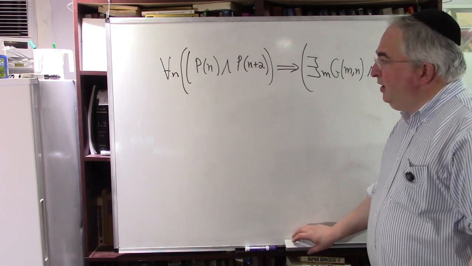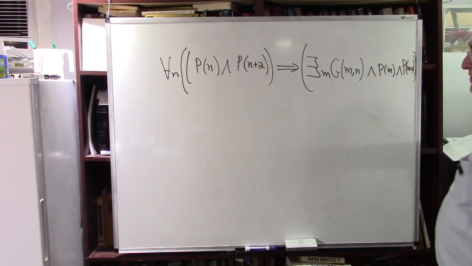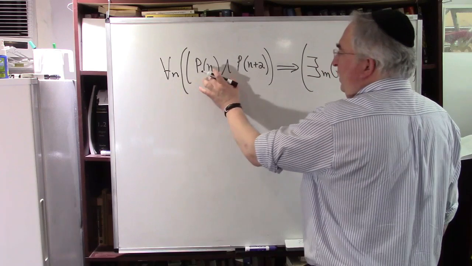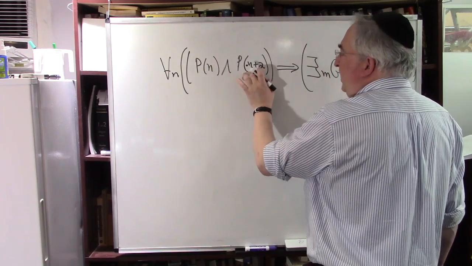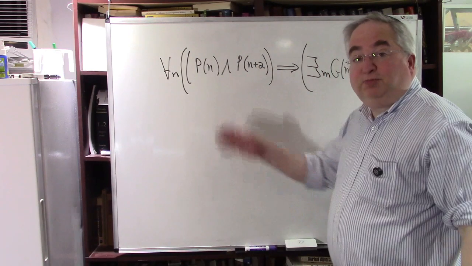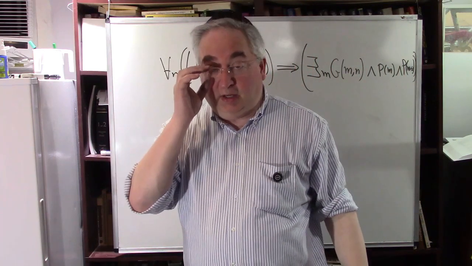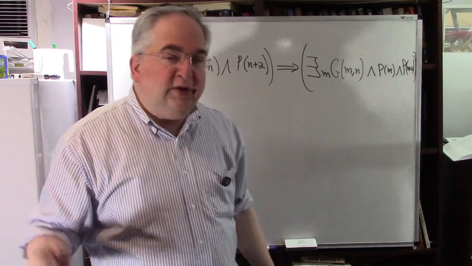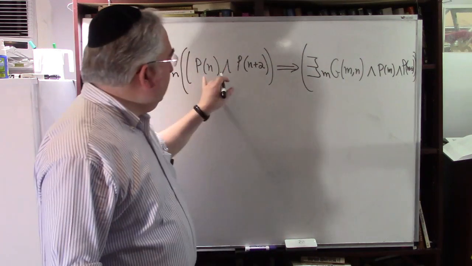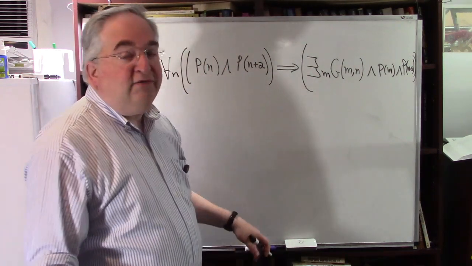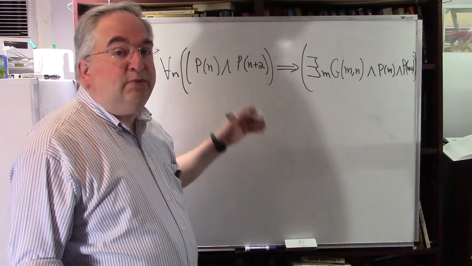Okay. It's a cute statement. It says for all n, if n is a prime and n plus 2 is a prime, such primes that are separated by two numbers are called twin primes. Okay, so obviously except for 2, all the other numbers are odd. So here's an odd number, here's an odd number. So 5 and 7 are an example of twin primes.